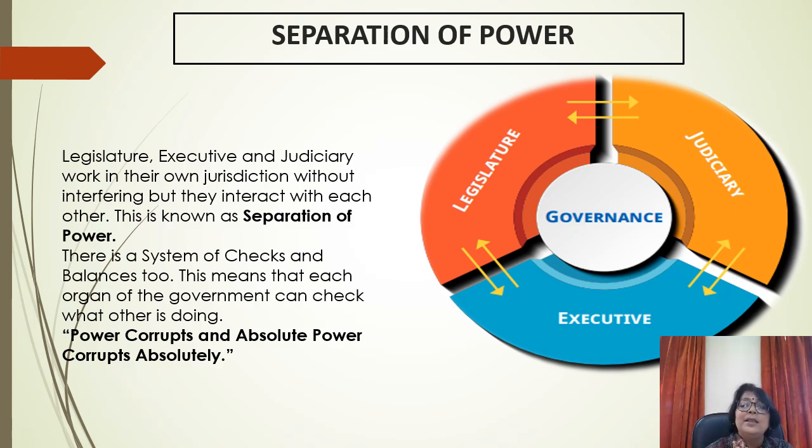For example, the legislature's work is to legislate laws. The duty of the executive is to implement them, and the role of the judiciary is to see that laws are properly followed and to penalize those who break these laws. So the duties are properly divided among these three organs.